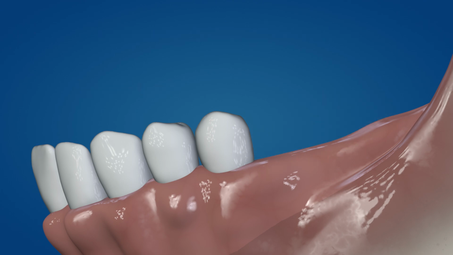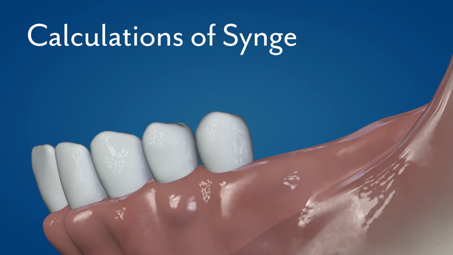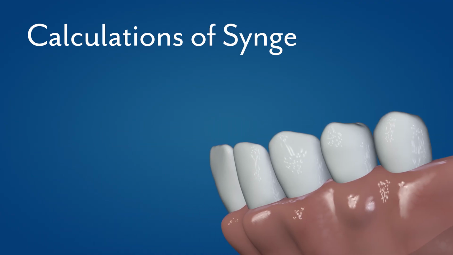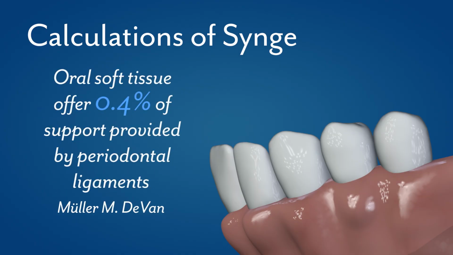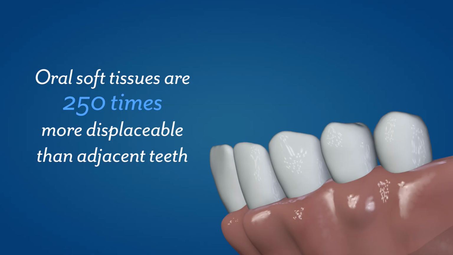Using the calculations of Singe in conjunction with conservative estimates of tissue displacement, Dr. Mueller-Devan determined that oral soft tissues offer only 0.4% of the support provided by the periodontal ligaments. In other words, the oral soft tissues are 250 times more displaceable than the adjacent teeth.